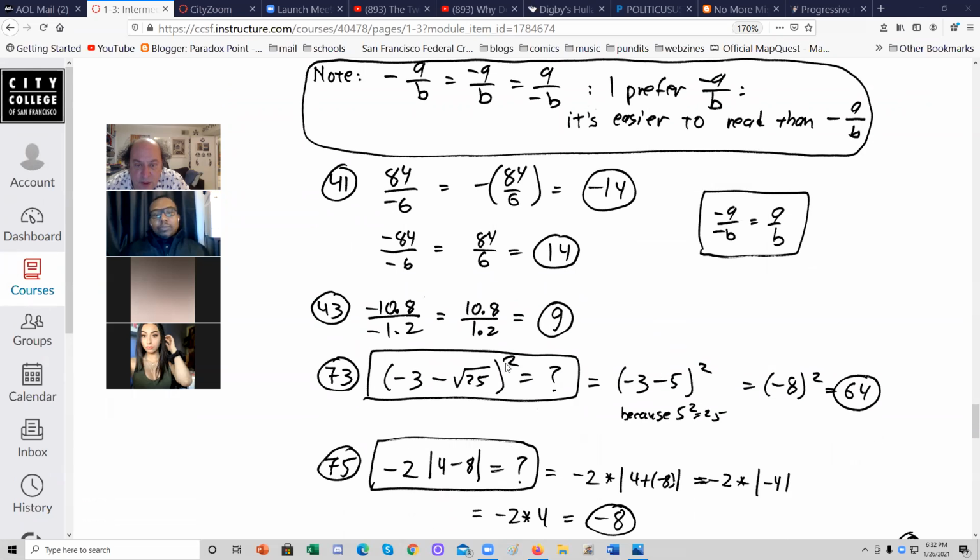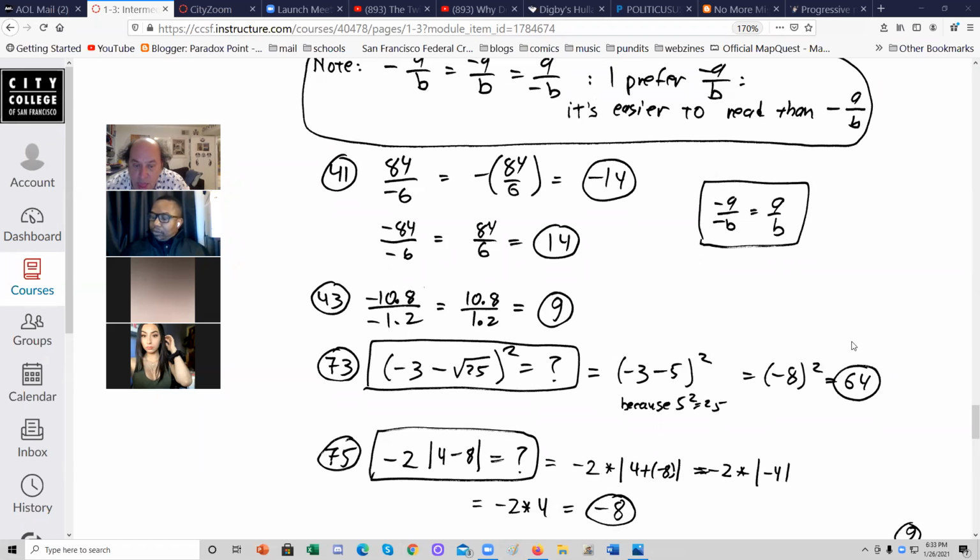Now here we have the square of an expression with the square root. This has a square root of 25. Okay, what number times itself is 25? 5 is. 5 squared is 25, so the square root of 25 is 5. So you get negative 3 minus 5. That's negative 8, square that. When you square a negative, that's negative times negative, two negatives, they cancel. So this will be a positive 64.